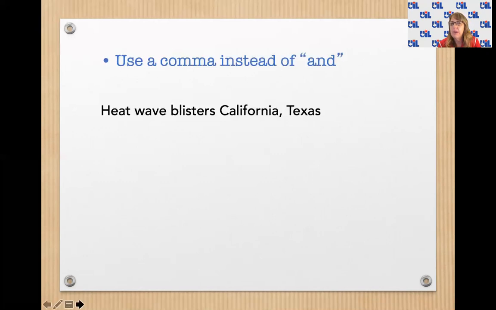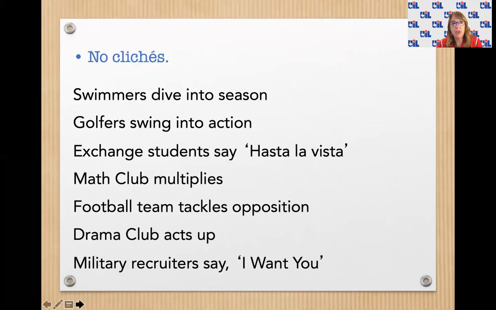Okay. Use a comma instead of "and." "Heat wave blisters California, Texas." I read it as "and," but it's not there. It's a comma. These are just commas, and that saves you space, guys. It saves you space. So that's important because you never have enough.